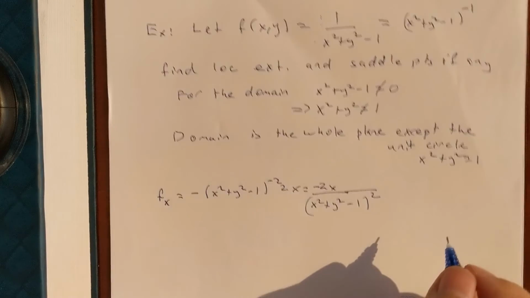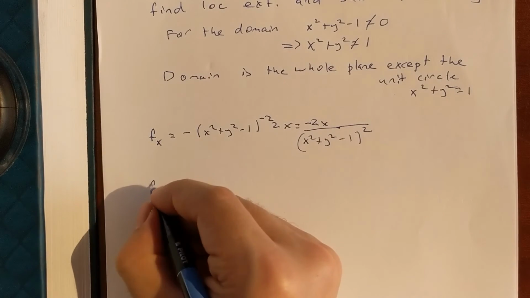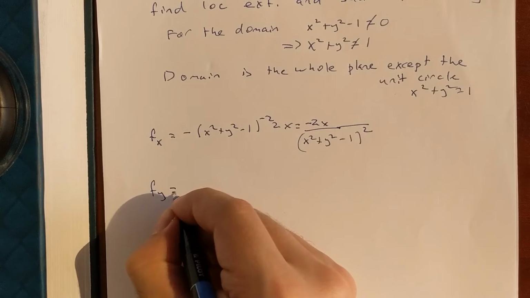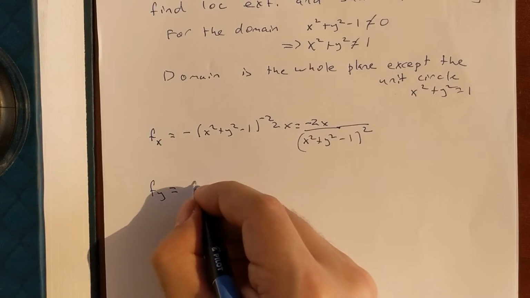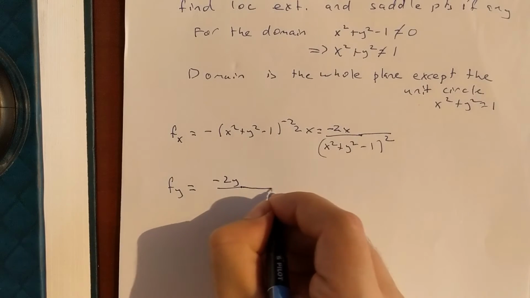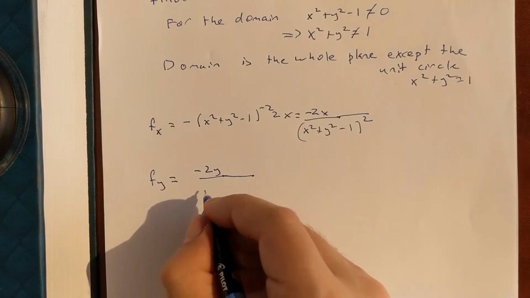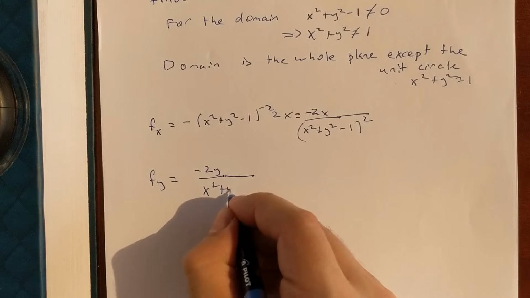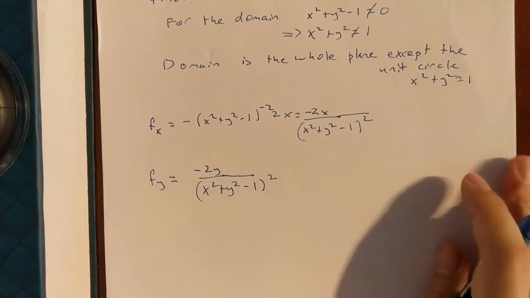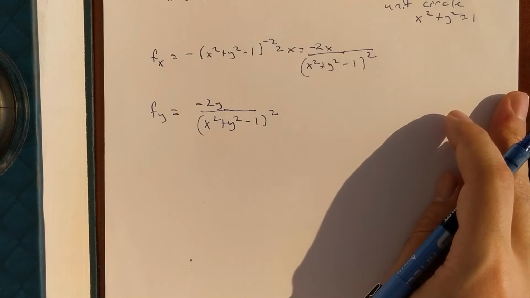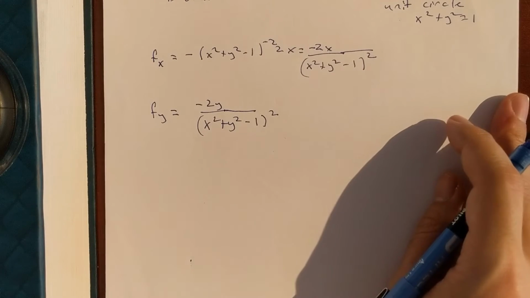Similarly, f sub y you can calculate the same way. It's just going to be minus 2y over x squared plus y squared minus 1 squared. It's symmetric, so you don't have to do those calculations again. Thank goodness. So that's the first derivative.